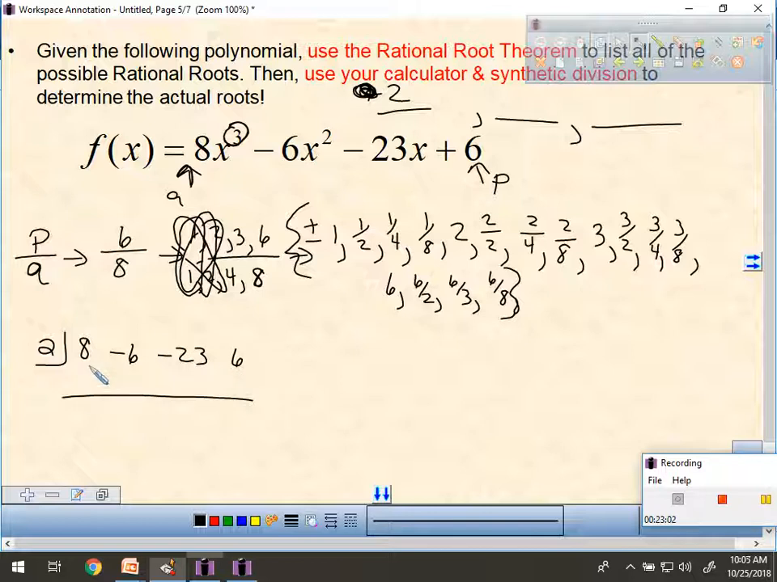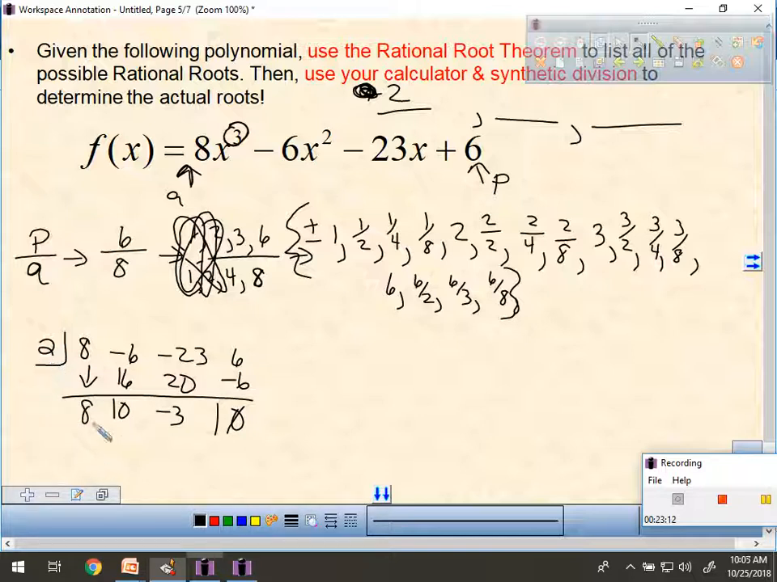All right, so bring down the first number, 8. 8 times 2 is 16. -6 and 16 is 10. 2 times 10 is 20. -3, -6, remainder 0. But still, that shouldn't be a surprise because the graphing calculator confirmed it. So my remainder is 0, which means that is one of my answers.